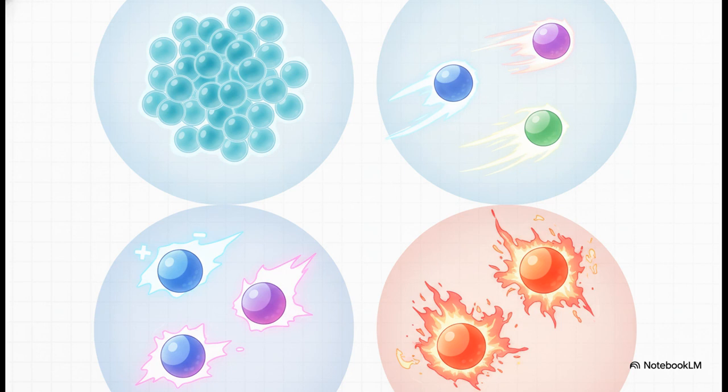First, how many ions are actually present? That's the concentration. Second, how fast they move, their mobility. Third, their specific electrical charge. And finally, the temperature of the environment. If you tweak just one of these factors, the conductivity of the entire solution shifts.